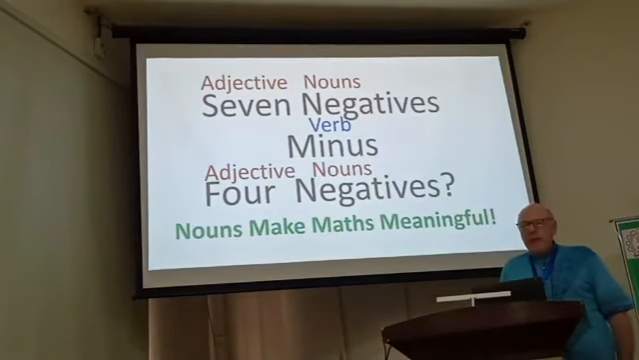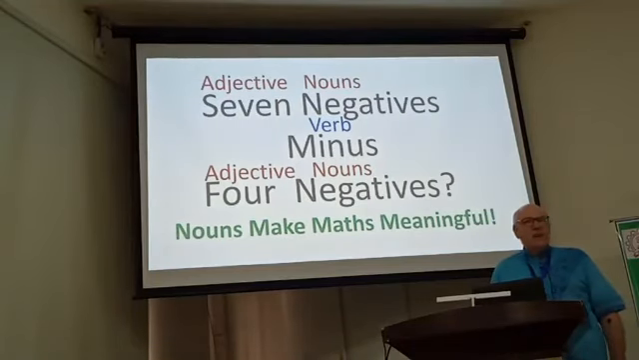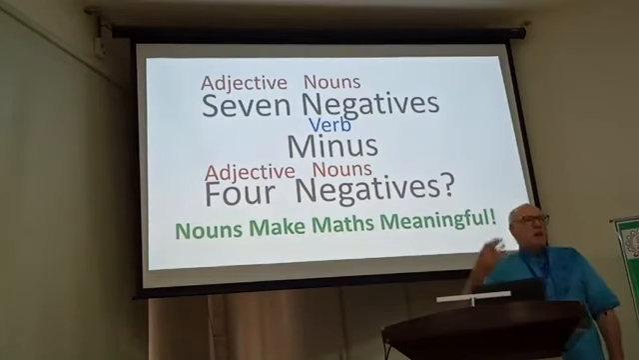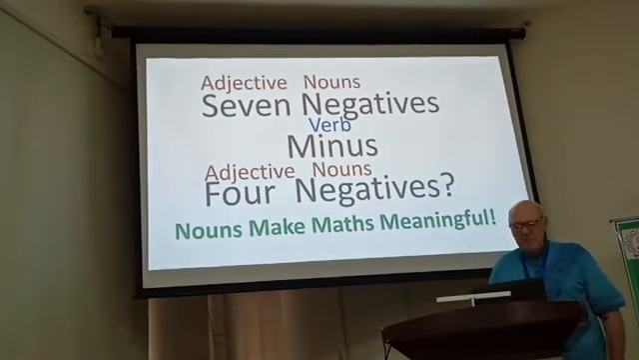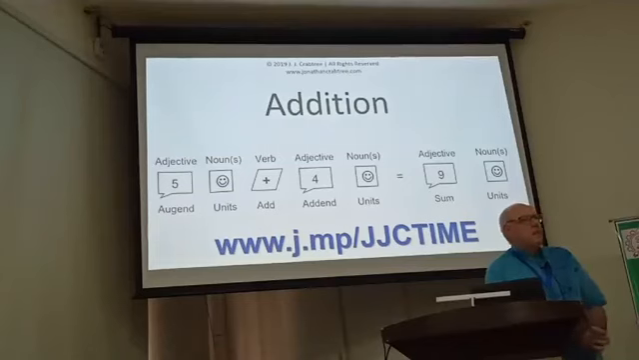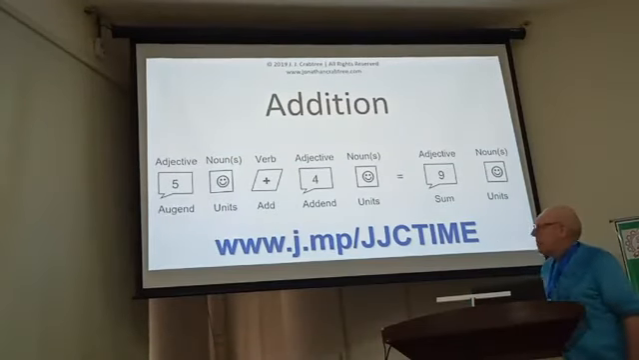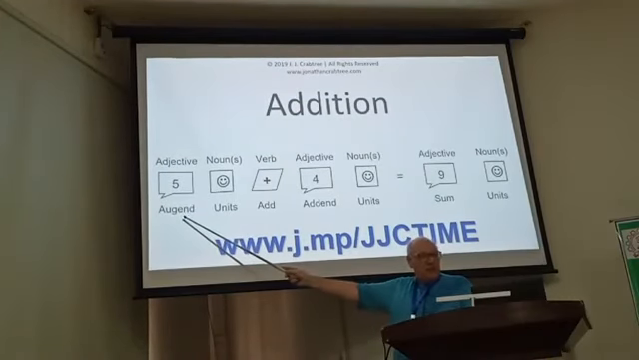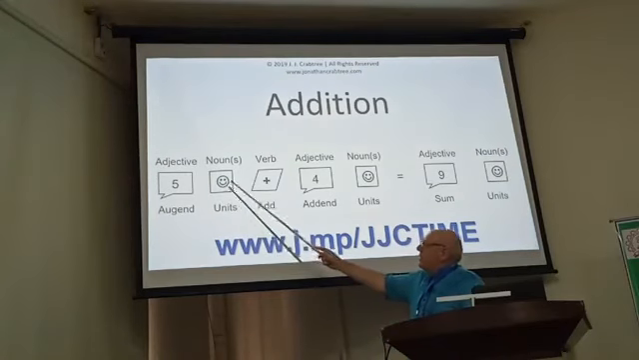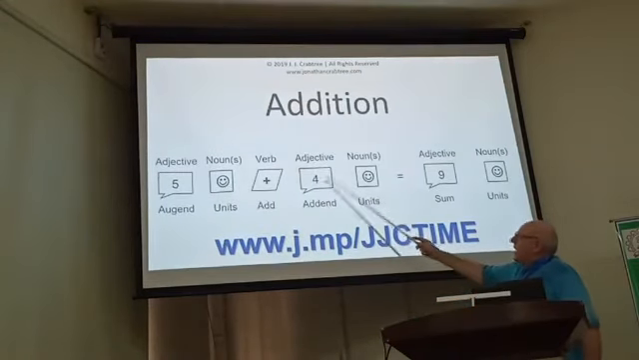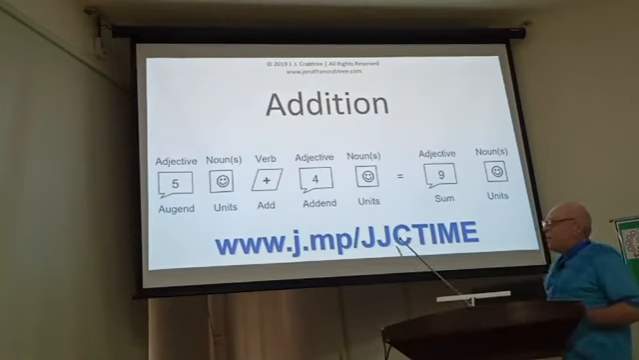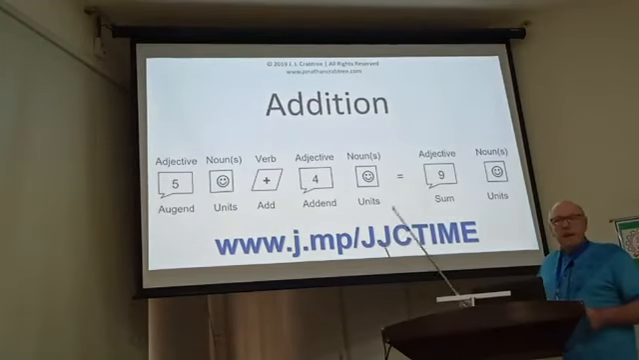Nouns make maths meaningful. So we've all learned about the concrete and the abstract and the symbolic and the pictorial representations of mathematics, but we don't actually put that into the words we use in front of children. Okay, so what I've got here is a template of the parts of speech involved with addition. So we've got units that we're counting. So this is objects. So we've got the first number, which is an adjective describing the count or measure of the units. Add, which is a verb, adjective, a count of more units, equals a count of units. And that's, by the way, the address where you can download this slideshow even right now.